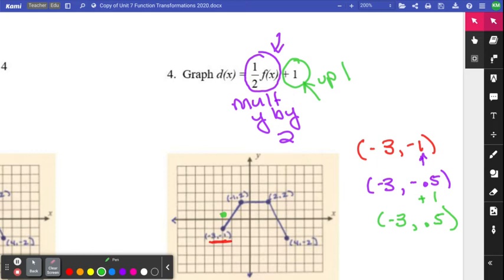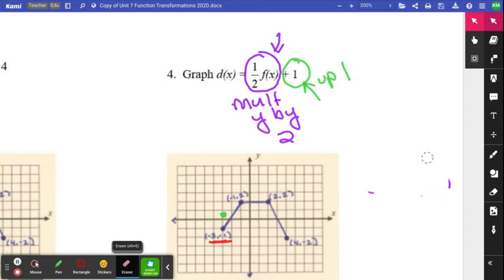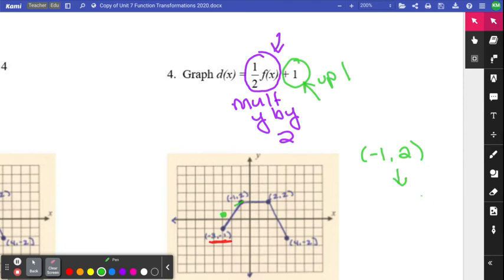Okay, so now, find my eraser. We're going to do the same thing with the next point, my bad. We're going to take -1, 2. Now take a second, multiply the y by a half, and then add 1 to it. And then tell me what your transformed point is. When you multiply y by a half, 2 times 1/2, you get 1. 1 plus 1 is 2. It actually doesn't move. Wow. Given the rule, it doesn't change.